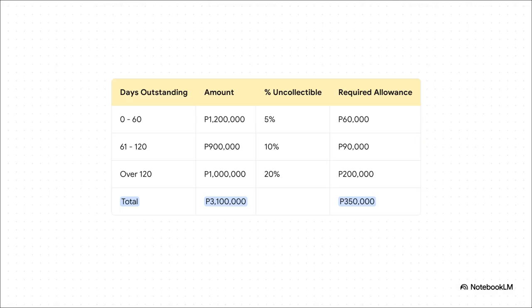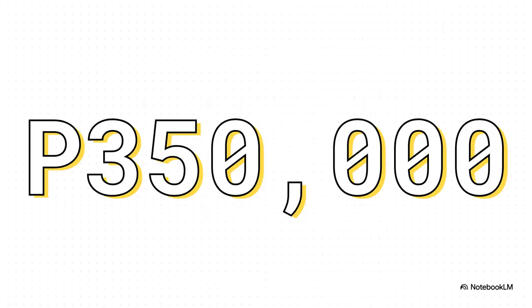Okay, let's break this down. It's actually pretty logical. You just take each age category of your receivables, like that 1.2 million pesos that's pretty new, and you apply its specific risk percentage. So we figure about 5% of that P1.2 million might not get paid, which is P60,000. You just do that for every single bracket, and then you just add them all up. And boom, that gives us our magic number, 350,000 pesos.